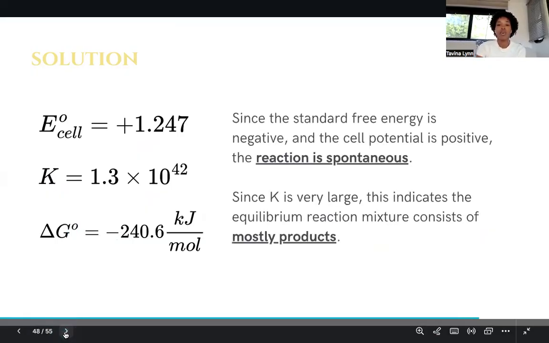So the reaction is spontaneous, right? Because we have a negative standard free energy and a cell potential that's positive. Since K is very large, this indicates that the equilibrium mixture consists mostly of products.